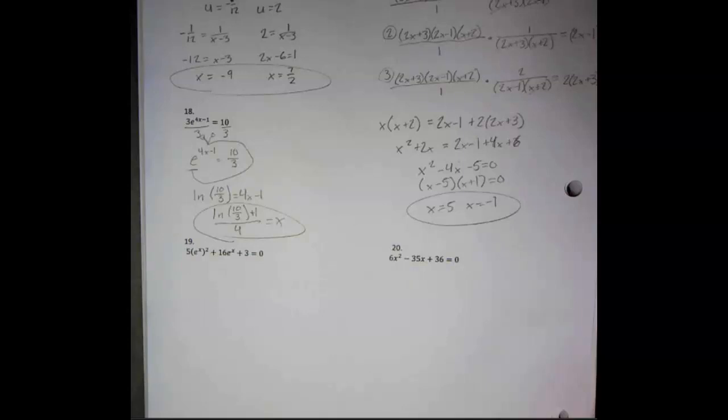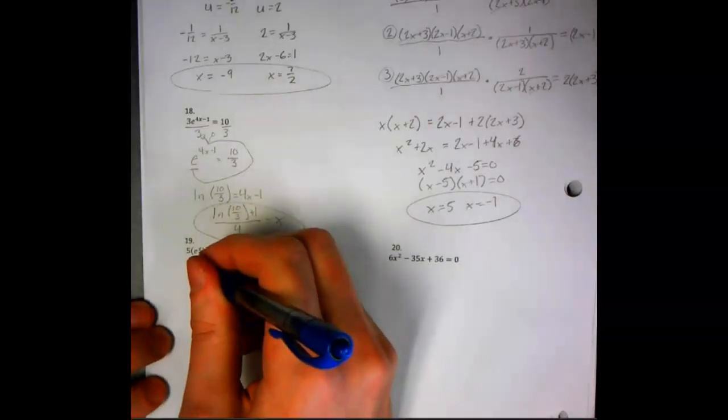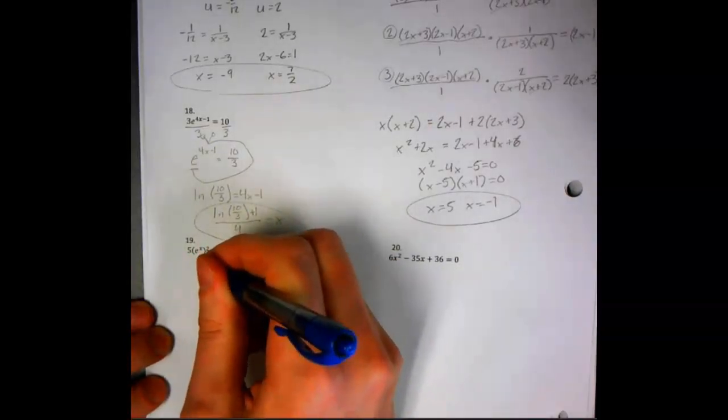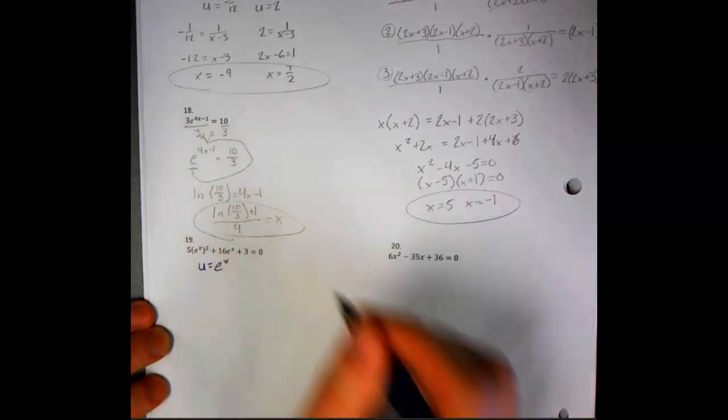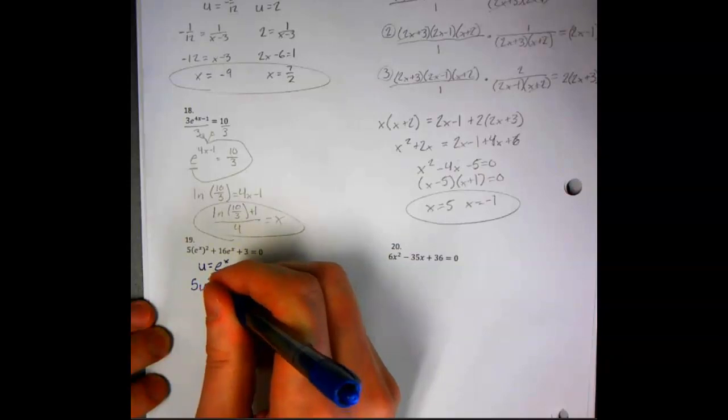Okay, so tonight we are working on problems 19 through 21. For this first one, we're going to actually use u substitution to start out with. So u is going to equal e to the x. Anytime we see that e to the x, we're going to replace it with a u.